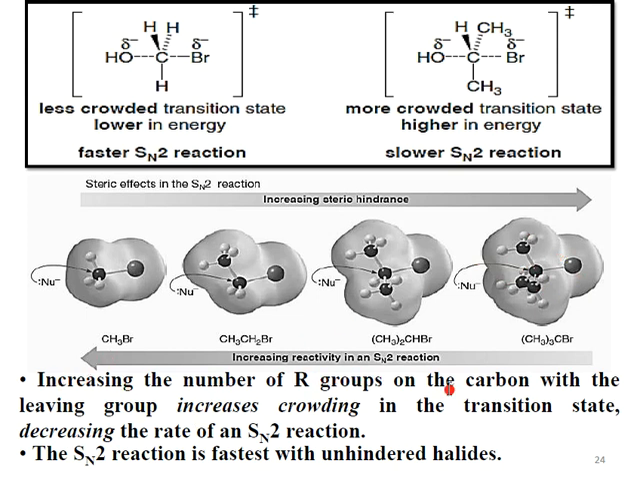Increasing the number of alkyl groups on the carbon with the leaving group increases crowding in the transition state, decreasing the rate of the SN2 reaction. This is so important. Memorize this. The SN2 reaction is fastest with unhindered halides. That means with a methyl halide, a primary, or maybe a secondary halide that is unhindered. That means with less substituted groups.